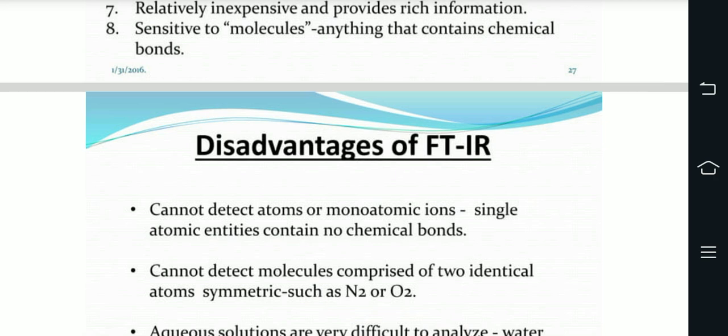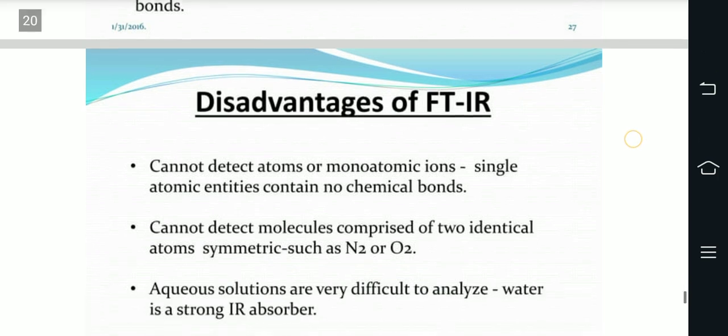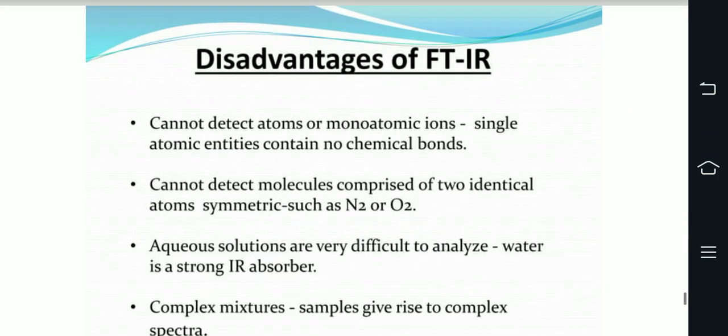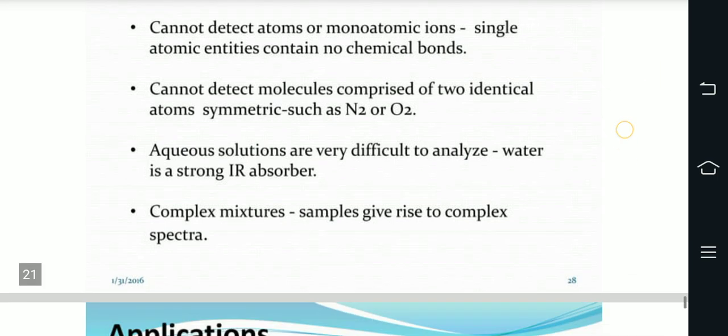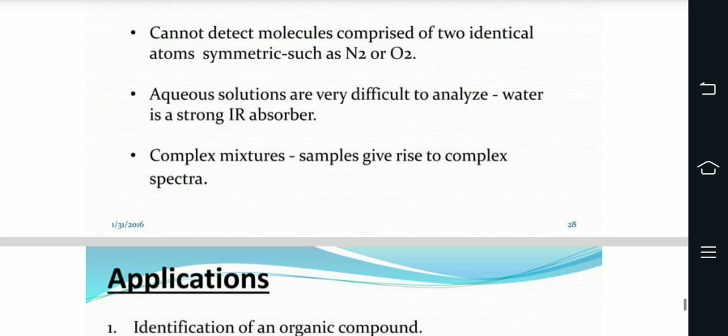FTIR also has disadvantages, which are discussed here. Cannot detect atoms or monoatomic ions. Single atomic entities contain no chemical bonds. Cannot detect molecules comprised of two identical atoms, symmetric, such as N2 or O2. Aqueous solutions are very difficult to analyze. Water is a strong IR absorber. Complex mixture samples give rise to complex spectra.